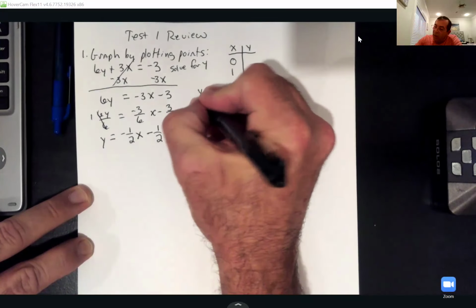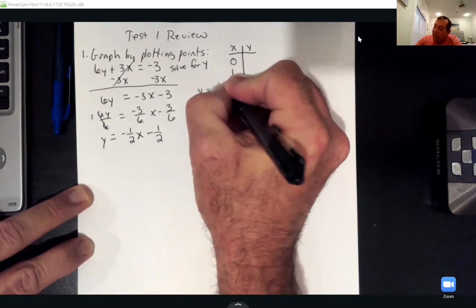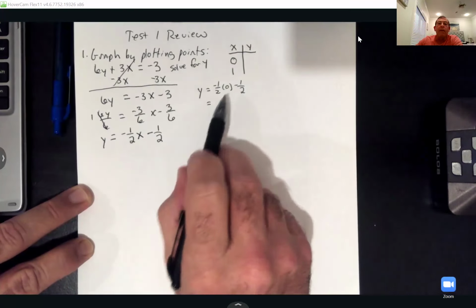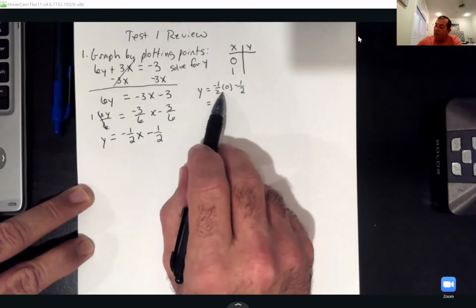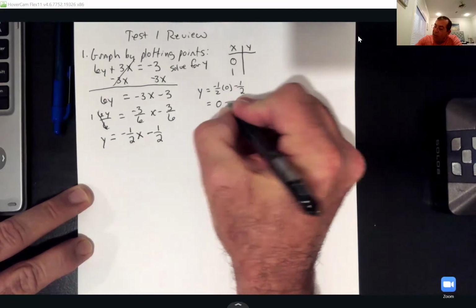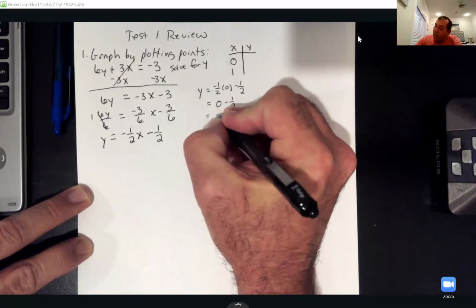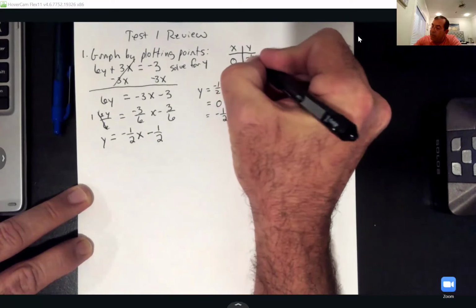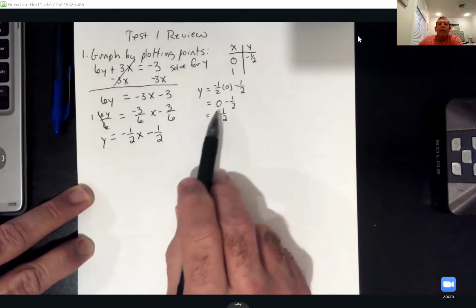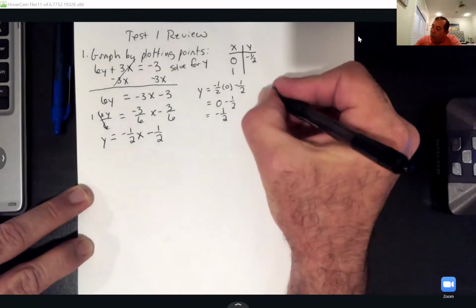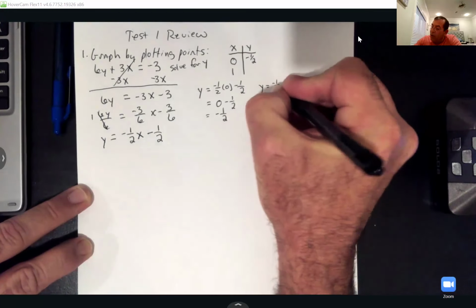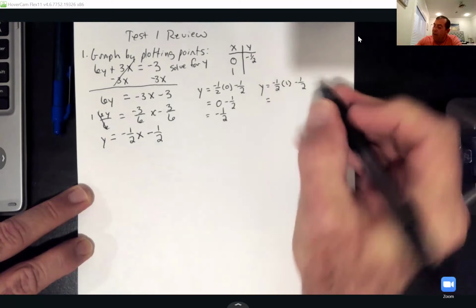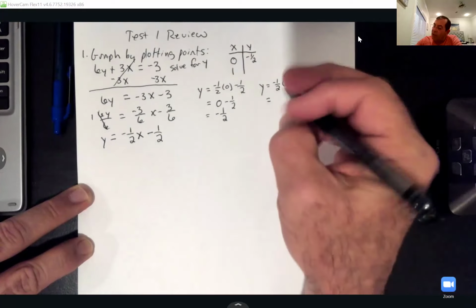So if I start with 0, I got -1/2 times 0 minus 1/2. Well, that's going to give me -1/2 times 0 is a 0 minus 1/2, which is going to give us -1/2. Then I'm going to use that 1. So I'll put my 1 in. So -1/2 times 1 minus 1/2. All right, so -1/2 times 1 is a -1/2.